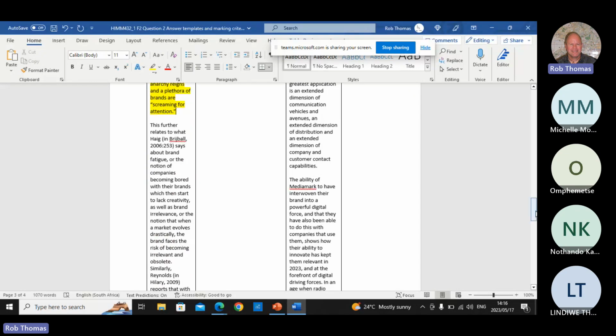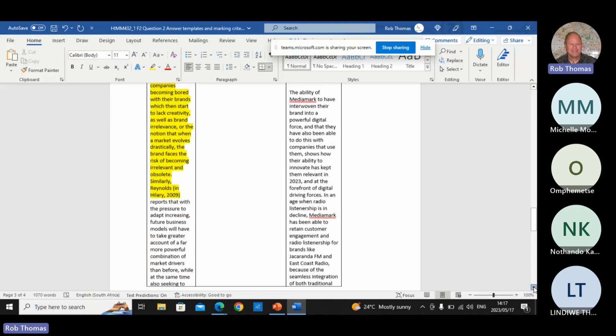Okay, this further relates to what Haig and Brayball say about brand fatigue, or the notion that companies become bored with their brands, which then start to lack creativity, as well as brand irrelevance, or the notion that when a market evolves drastically, the brand faces the risk of becoming irrelevant and obsolete. Okay, so moving along.